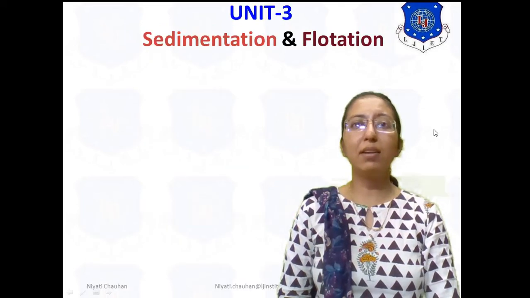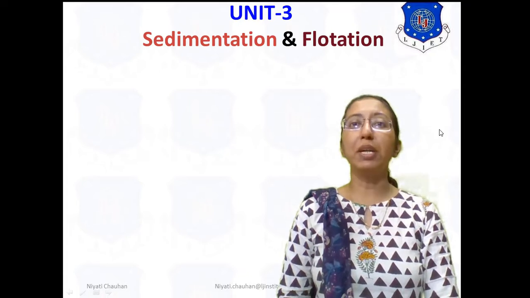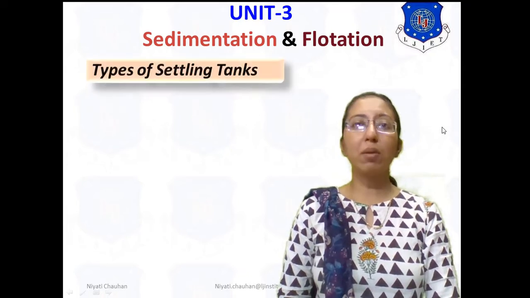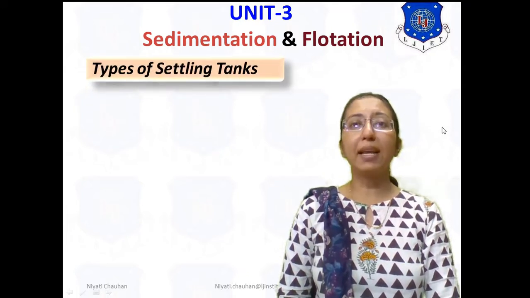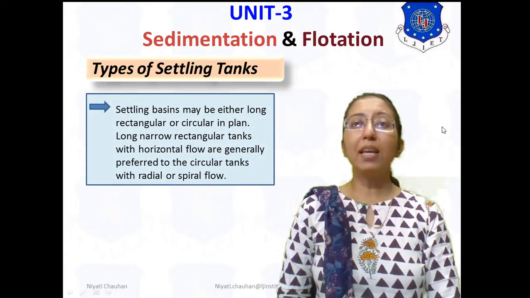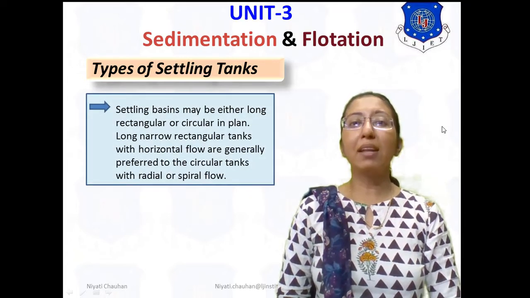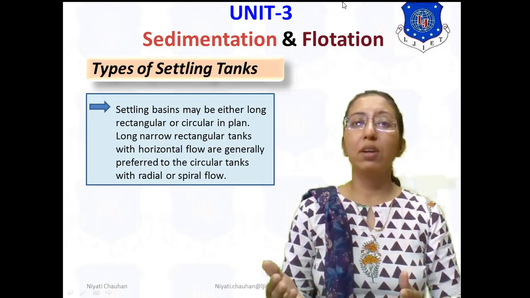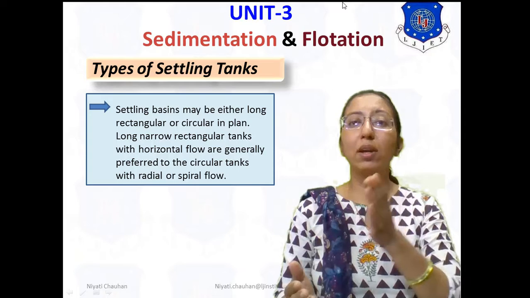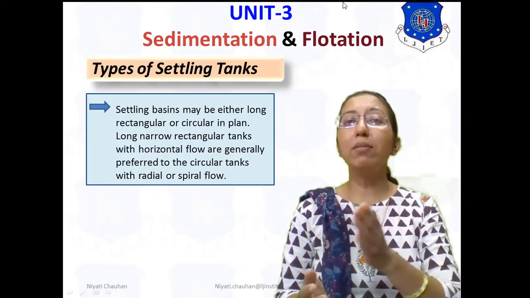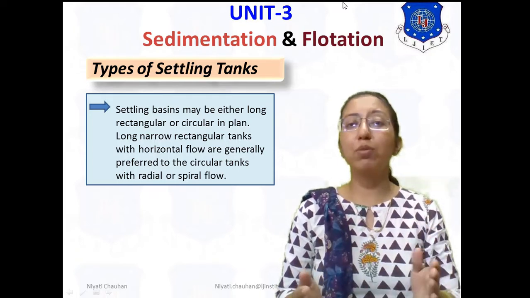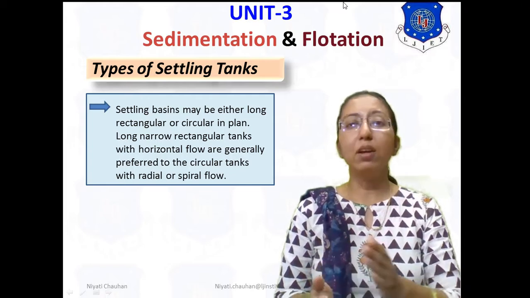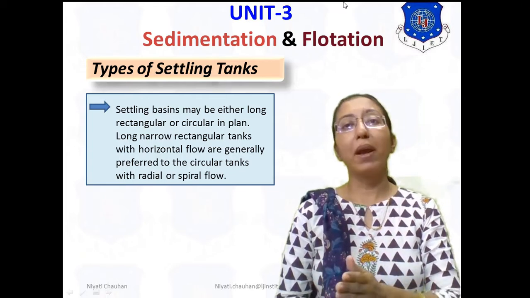So let's start the next topic of Unit 3. The next topic is Types of Settling Tank. Settling basins may be either long, rectangular or circular in plan. Long, narrow rectangular tanks with horizontal flow are generally preferred to circular tanks with radial or spiral flow.